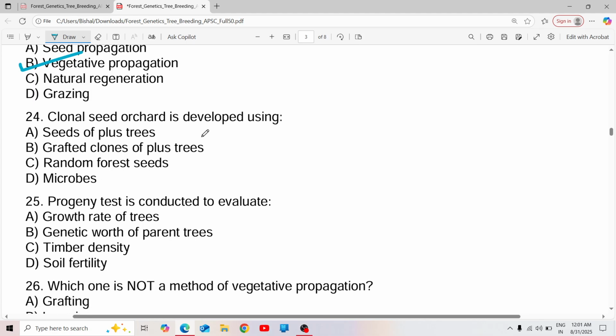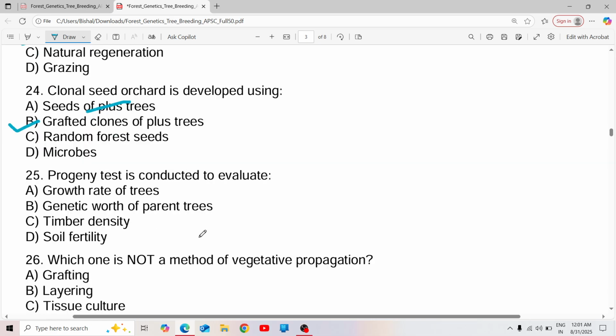Question number 24. Clonal seed orchard is developed using option A, seed of plus trees. False. Grafted clones of plus trees is the correct answer.